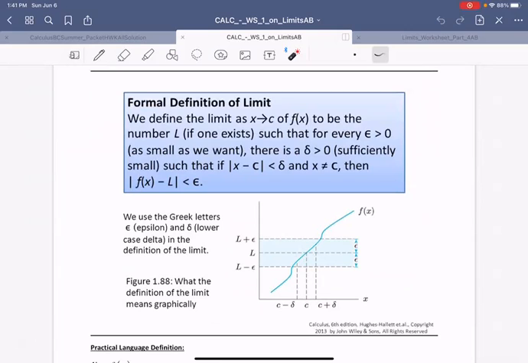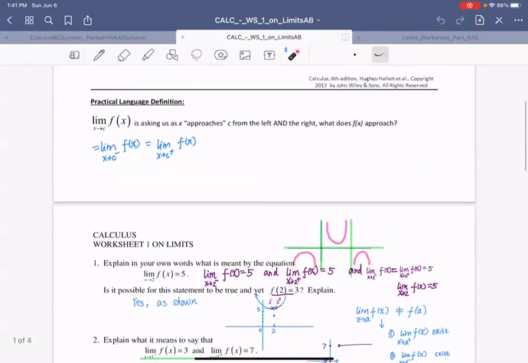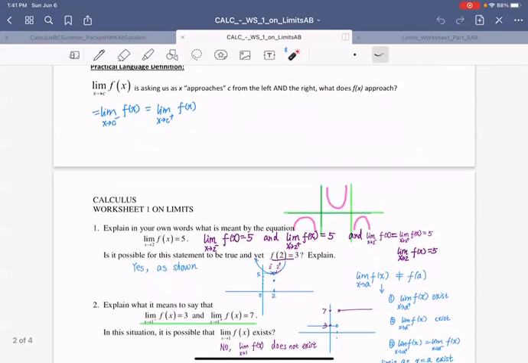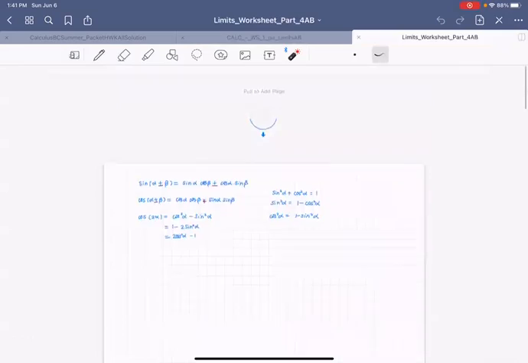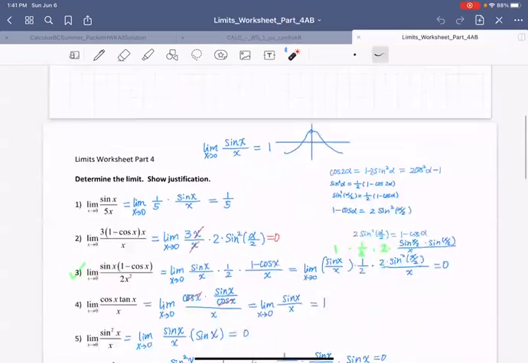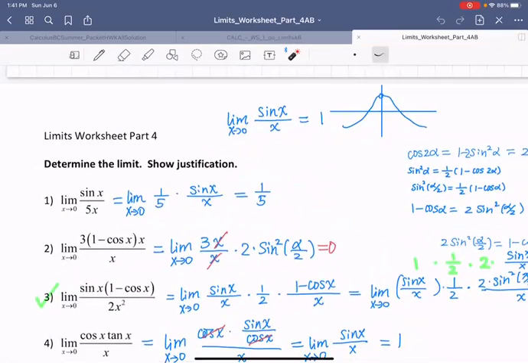Wait a moment. This is only easy for those continuous functions. When we come to those discontinuities, we will have trouble getting the limit, okay? So now I'm going to show you how we calculate the limit. Let's take a look at here. How do I calculate that limit?